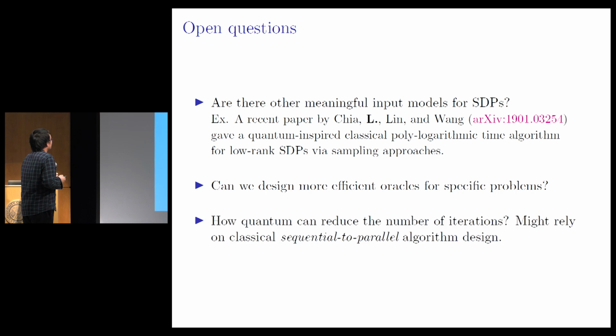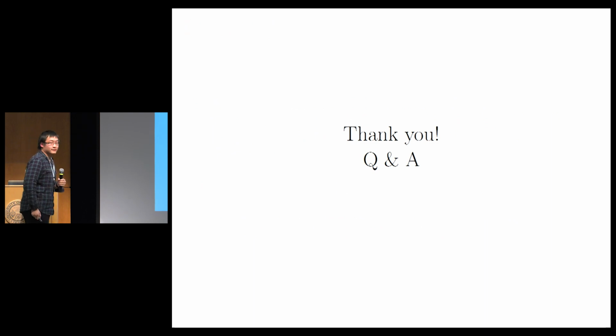And also, for the design of the quantum algorithm, we follow quite closely the classical MMW framework. Basically, we directly use the framework without reducing the number of iterations. This is something totally classical. In general, for some other optimization problems, we are not so lucky, and the number of iterations can be large. I was wondering if we can still gain some benefits from the quantum counterpart here. I think this probably might rely on some classical sequential to parallel algorithm design, and this is probably something valuable that we should study next. Yeah, I guess that's the end of my talk, and thanks to all of you.